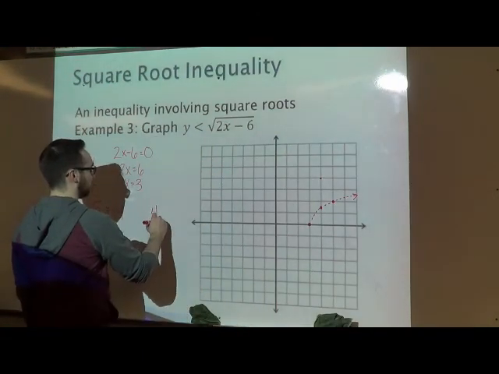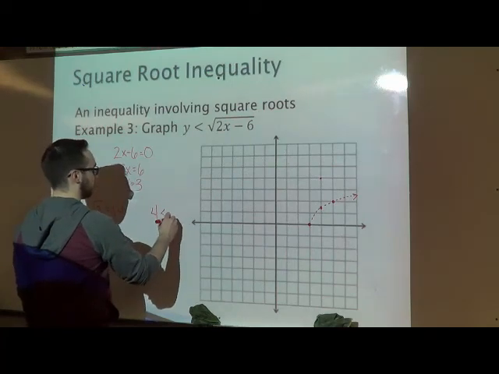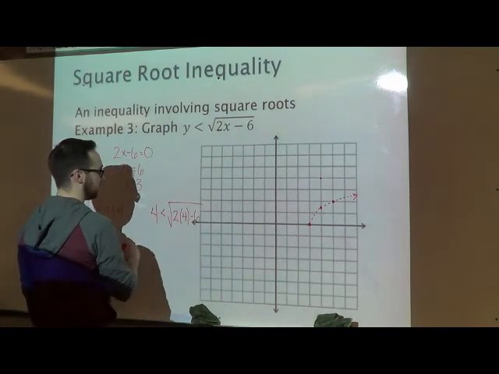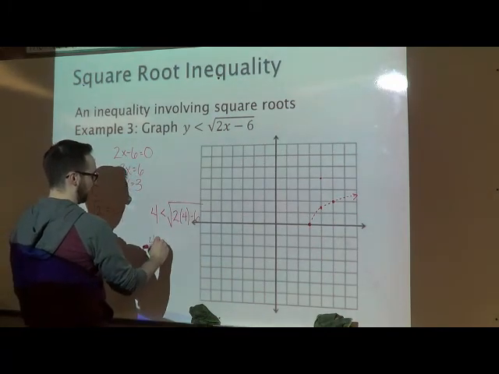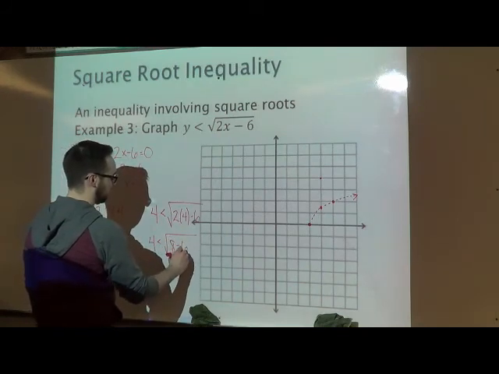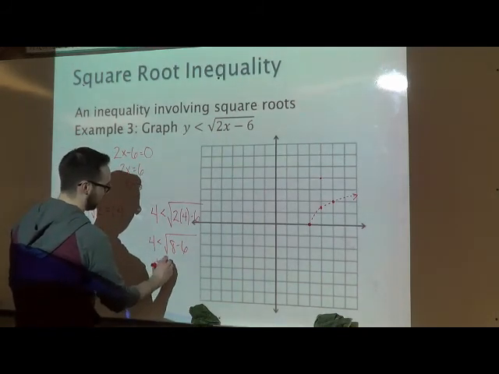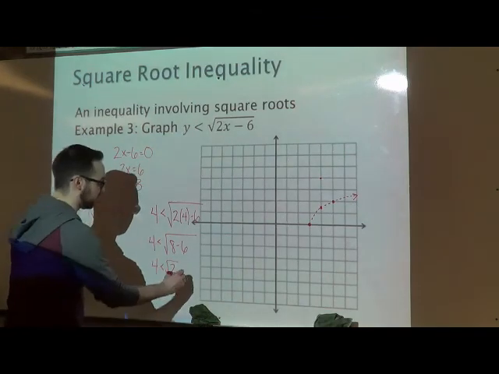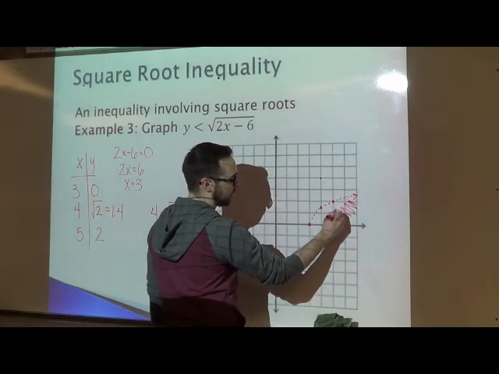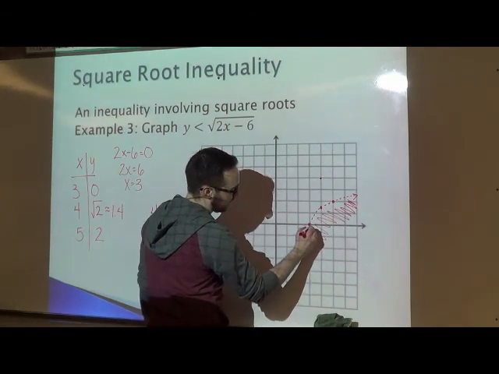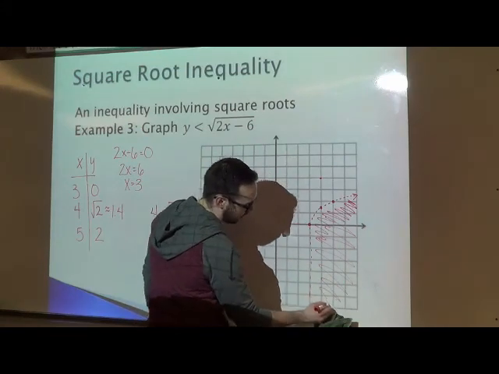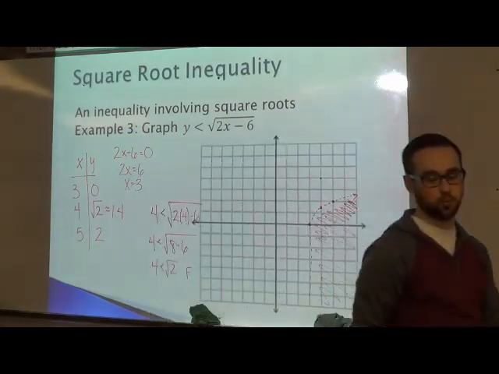So if I have 4 is less than the square root of 2 times 4 minus 6. So 4, I want to be less than the square root of 8 minus 6. Is 4 less than the square root of 2? No, it is not. So that is false. So that doesn't work. So I'm shading everything on the inside here. Now, I don't just shade above the x-axis. I kind of draw this invisible line here, and it's everything underneath that radical, all the way down. All of those things work.